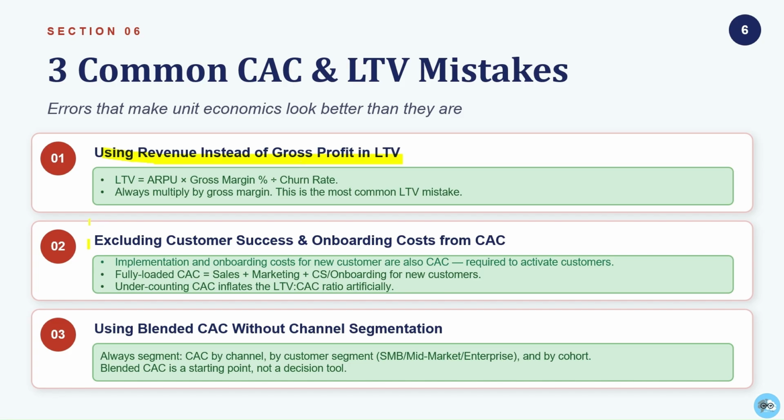Another common mistake is excluding customer success and onboarding costs from the CAC. Generally, whenever we quote the formula for CAC, we say sales and marketing expenses. Therefore, a lot of the time people miss out on the expense of CS and onboarding for new customers. So we should always take into consideration these costs as well. So basically, CAC should always include all the costs that are required to be spent on the customer.